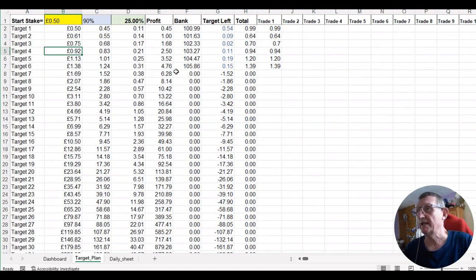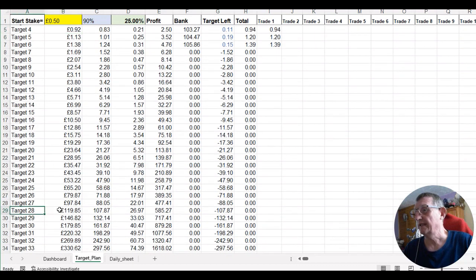So here we go, and we're working our way down every day. We're putting some of this money in the bank, because we want to put as much in the bank as well. So we're not using all of it. We're not even using 50% of it. We're only using 25%. So basically 75% of our profit stays in the bank, which gives us some money to play with as we build the stakes up. And then as we come down, we get to 28 and we're at £119 stakes.